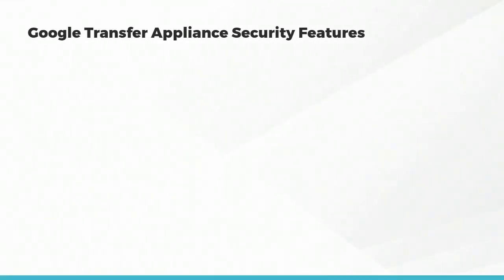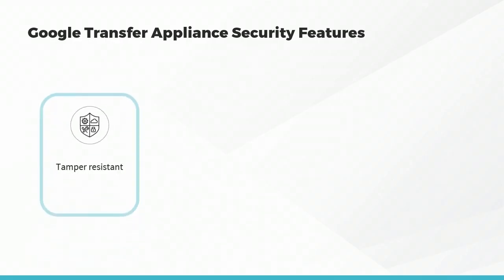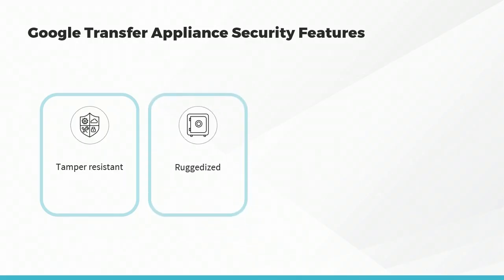Now, there are some security features built in. For example, our data and network security is very important, so it has to be tamper resistant, so bad actors can't easily open the appliance's physical case. Another thing you'll notice is that it's ruggedized, meaning that the transfer appliance's shipping container is ruggedized, ensuring that data is going to arrive safely.